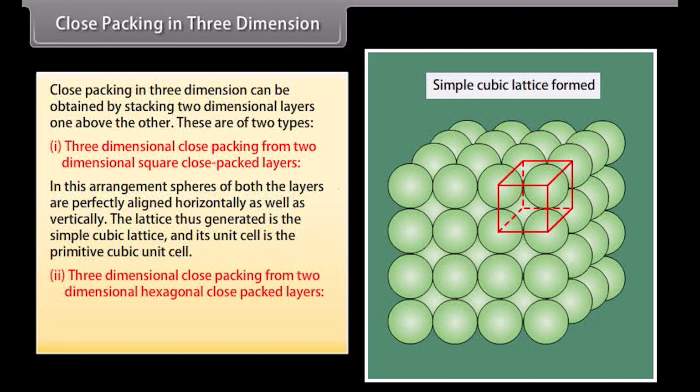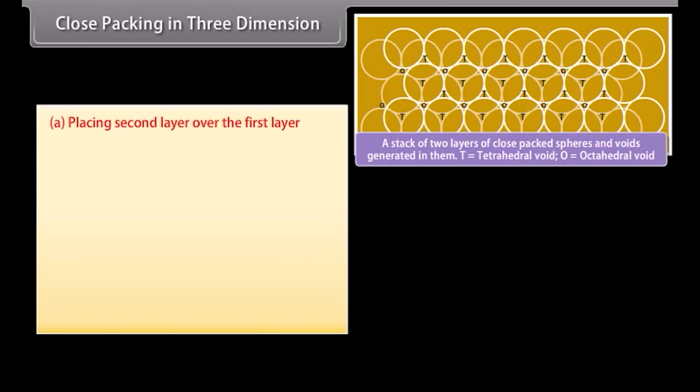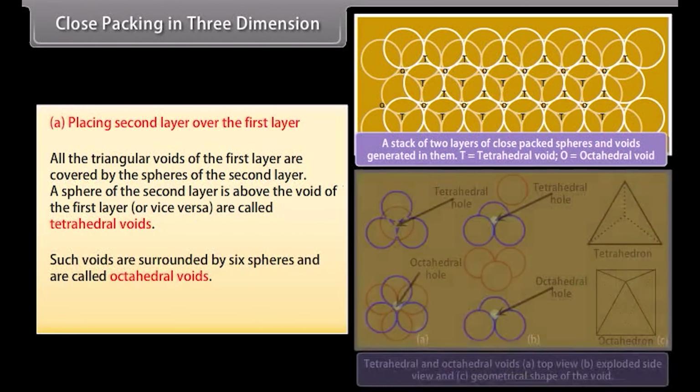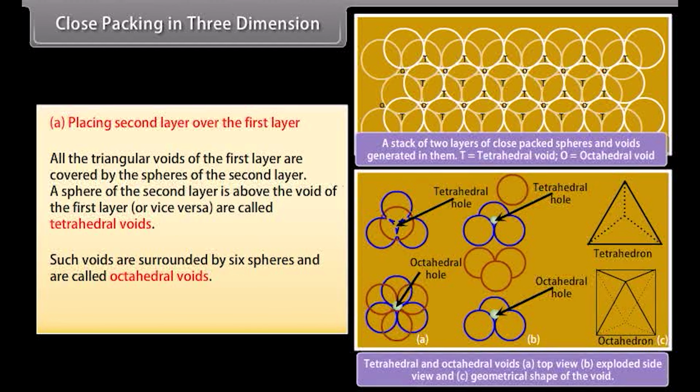3-dimensional close packing from the 2-dimensional hexagonal close packed layers. These can be generated by placing layers one over the other. A. Placing second layer over the first layer. All the triangular voids of the first layer are covered by the spheres of the second layer. A sphere of the second layer above a void of the first layer forms tetrahedral voids. Some voids are surrounded by 6 spheres and are called octahedral voids.